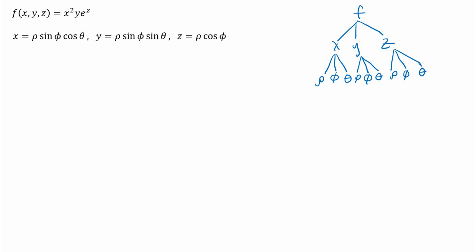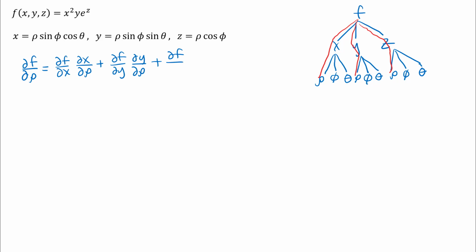All right, so if I want the partial derivative of f with respect to rho, say, then I just need to look at my tree diagram at these paths that take me from f to rho. I'm going to multiply down those branches and then add the contributions from each branch. So I'm going to go ahead and write down this chain rule. I'll have del f del x times del x del rho plus del f del y times del y del rho plus del f del z times del z del rho.